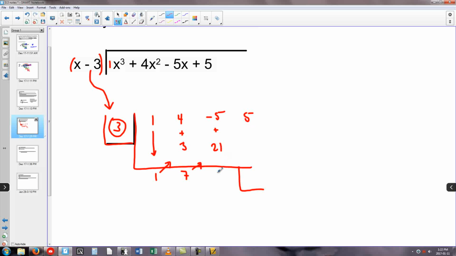Negative 5 plus 21 is 16. And 16 times 3 is 48. 5 plus 48 is 53. Now, you might look at that and say, how does that help me?